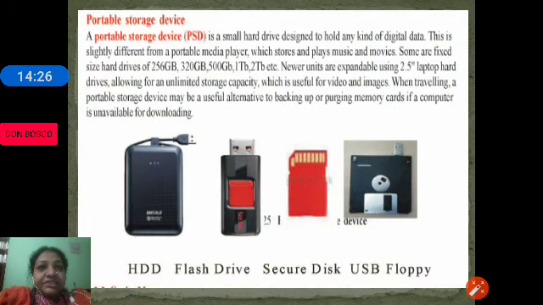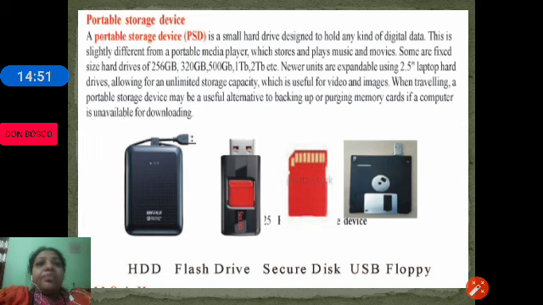Let us have a discussion on portable storage devices, PSD. Portable means the storage devices which are easy to move from one place to another place. As we know, the hard disk is fixed inside the computer. These days we get an external hard disk which is portable. You can connect it to the USB and you can use it like a pen drive.